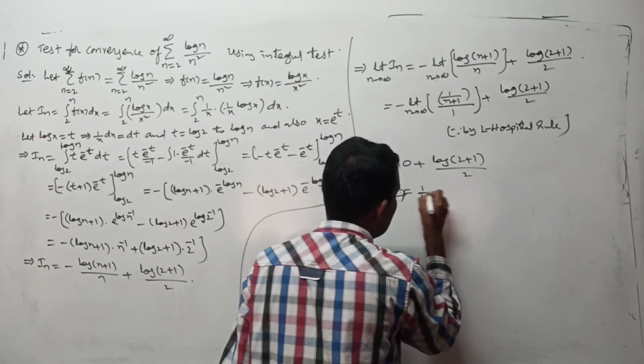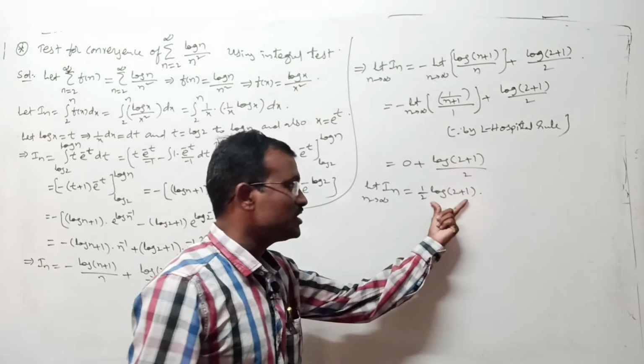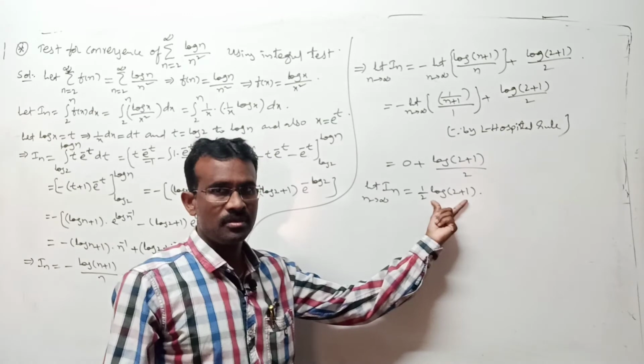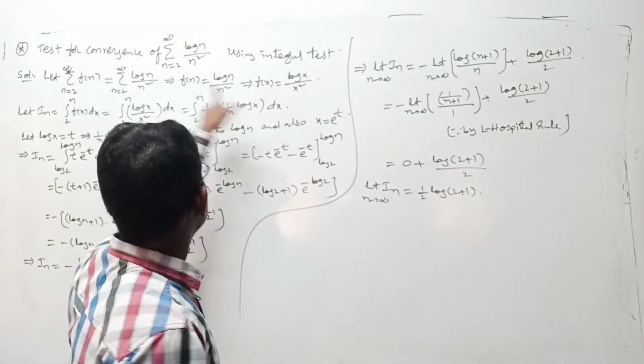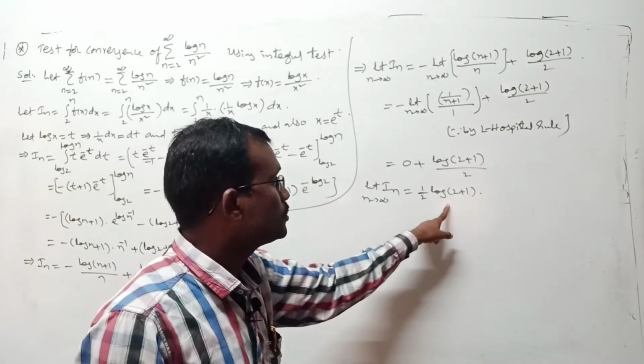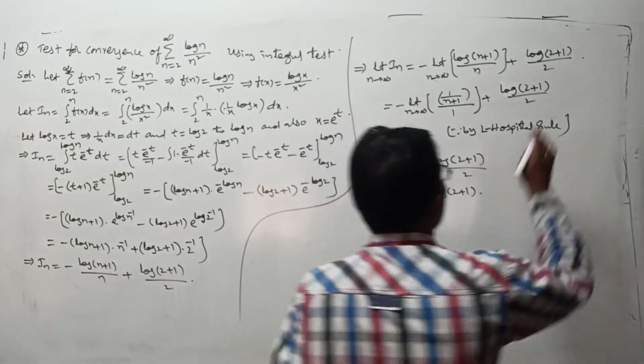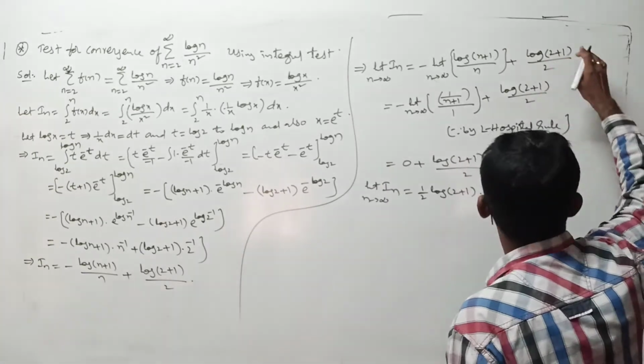1 by 2 into log of 2 plus 1. This is a constant number, 1 by 2 into log of 2 plus 1, right? So by the integral test we say the given series converges to 1 by 2 into log 2 plus 1. Sorry, it is not log 2 plus 1 more. It may be log 2 plus 1. I am writing wrongly here.